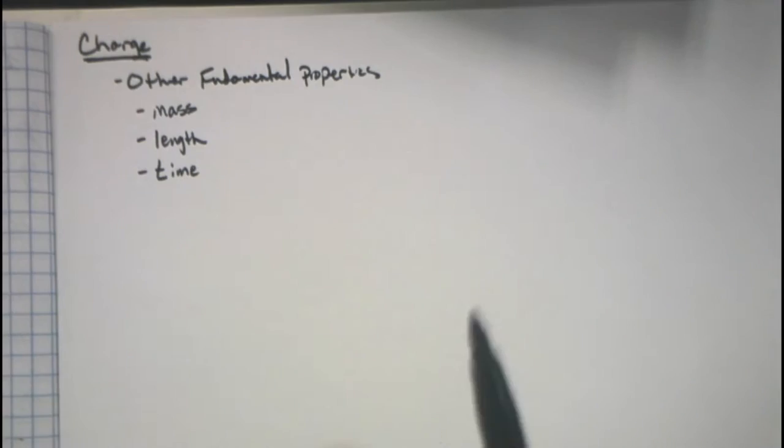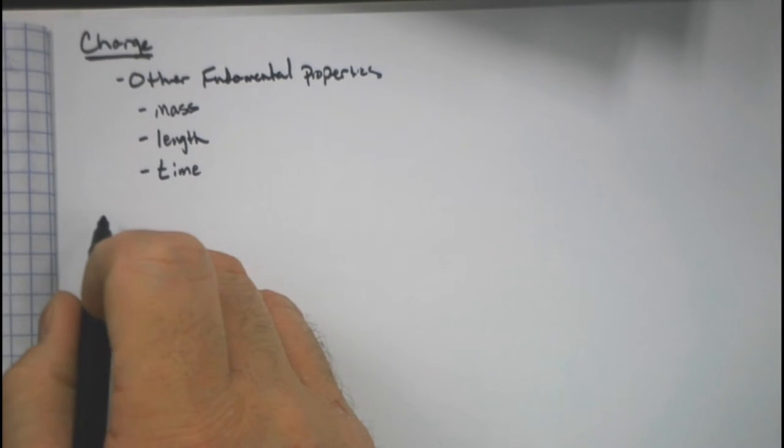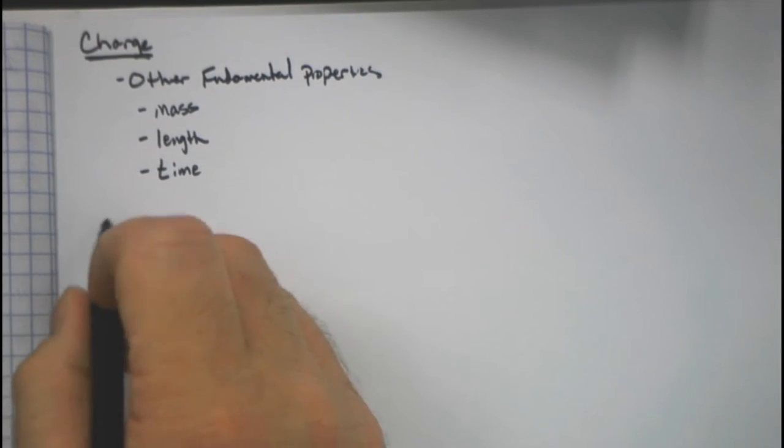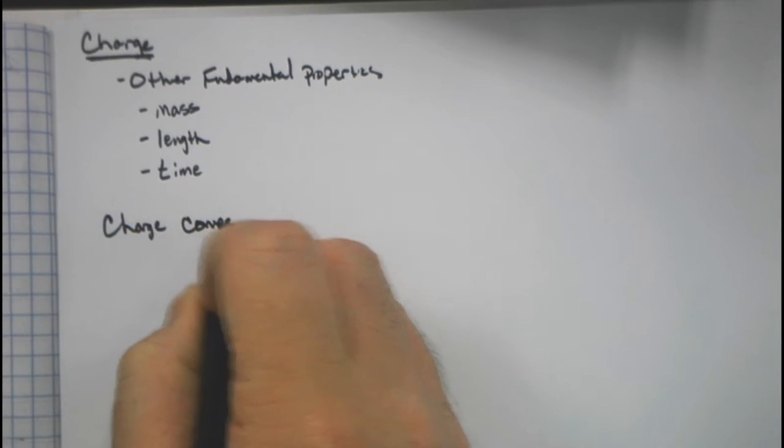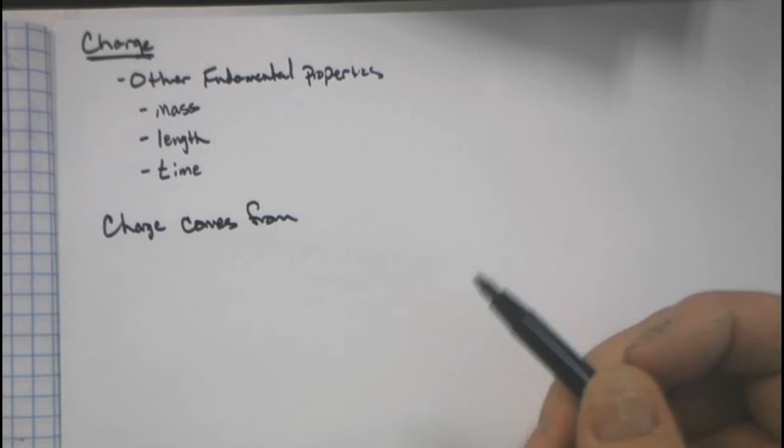previous units. So momentum is mass times length divided by time, and energy is mass times length squared divided by time squared, and we have all these other units. We're introducing a new one, and the new one is charge. And we get charge, okay. Charge comes primarily from electrons.